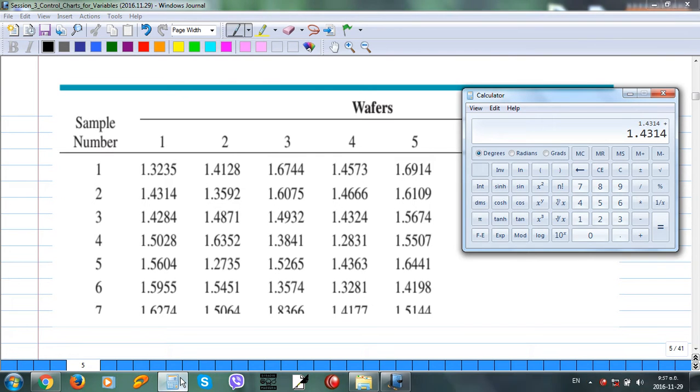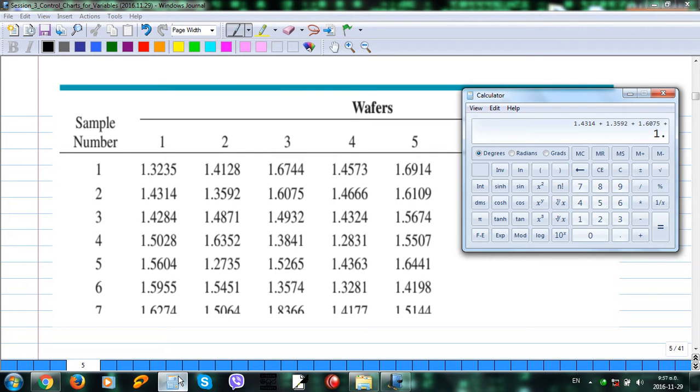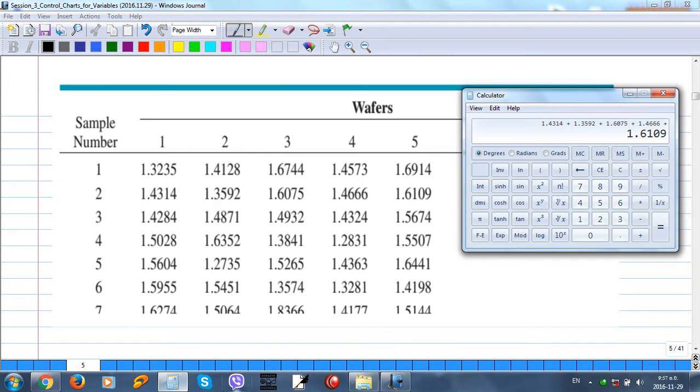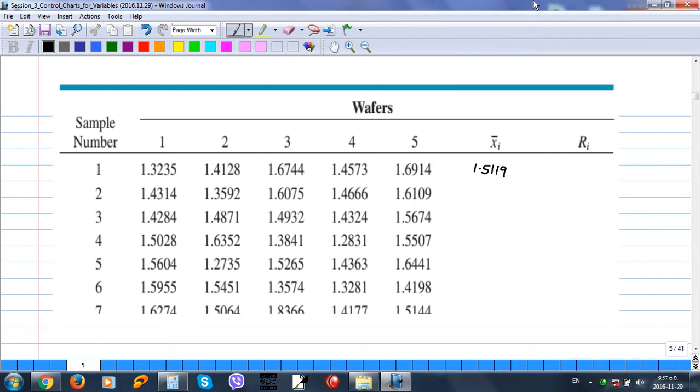We will do another one. 1.4314 plus 1.3592 plus 1.6075 plus 1.4666 plus 1.6109, divided by 5, then we get the answer as 1.495.